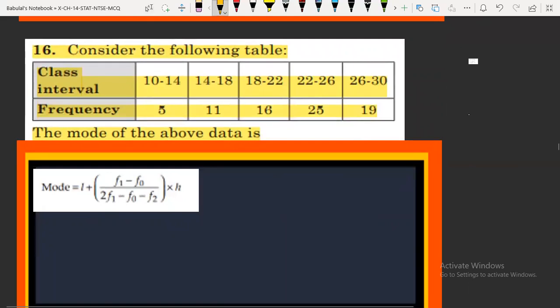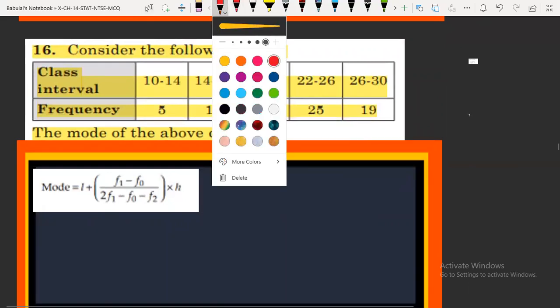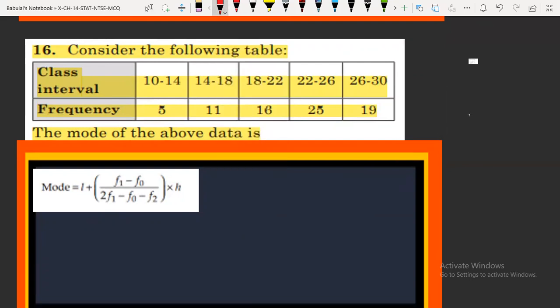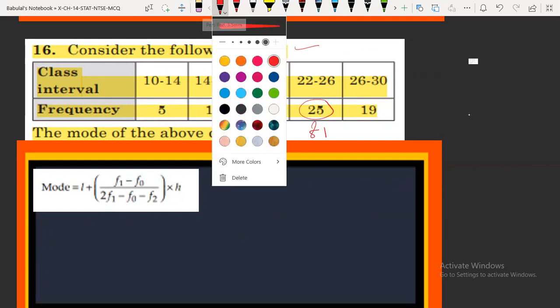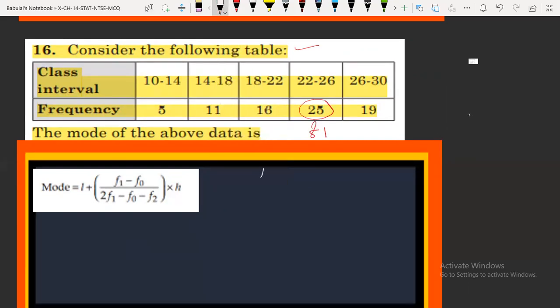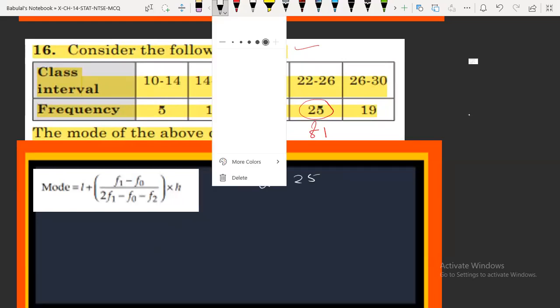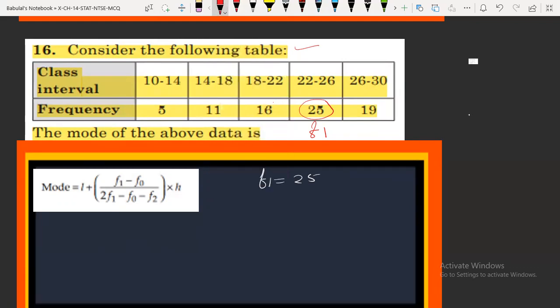See here, in this question, the question is consider the following table. Yes, the class interval is given and the frequency is given, and the question is what is the mode of the above data. First of all, we have to consider here the highest frequency, that is 25. So you can write here F1. F1 सबसे बड़ी फ्रीक्वेंसी को ही, the highest frequency, that is 25. Its preceding frequency, that is 16.